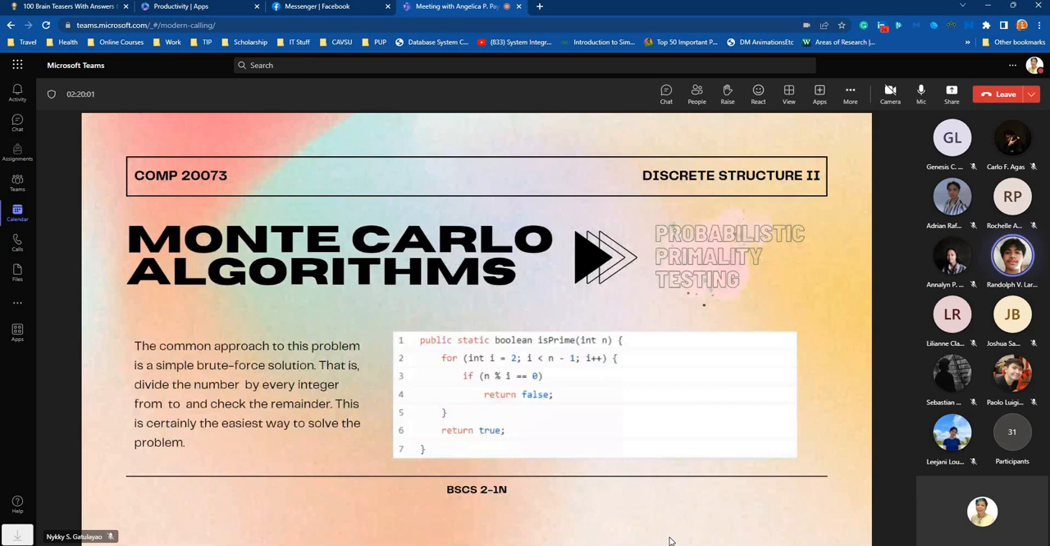So yung probabilistic primality testing, basically tinetest niya if a number is prime or composite. The common approach to this problem is a simple brute force solution. That is, divide the number by every integer from 2 and check the remainder. This is certainly the easiest way to solve the problem. Halos lahat naman siguro familiar dito sa modulo na to, if chine-check niya if a number is prime or composite. And next slide.